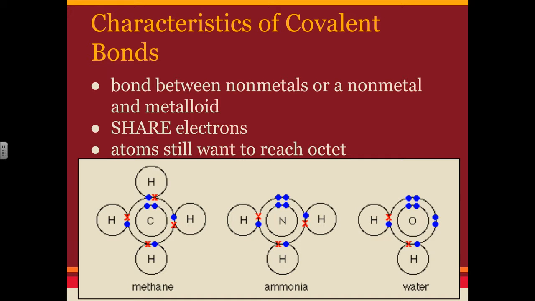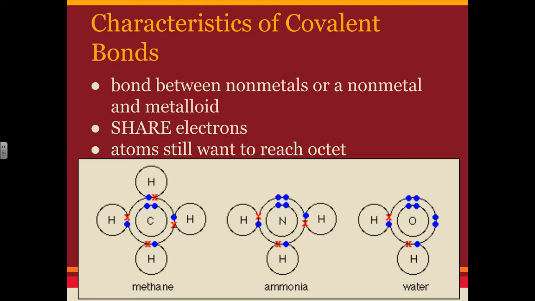Covalent bonds also share electrons, so their outer energy levels overlap one another, and this is going to result in the electrons being shared. Again, this differs from an ionic bond because in an ionic bond, one atom is gaining electrons, the other atom is losing an electron. So there's actually a transfer of electrons.